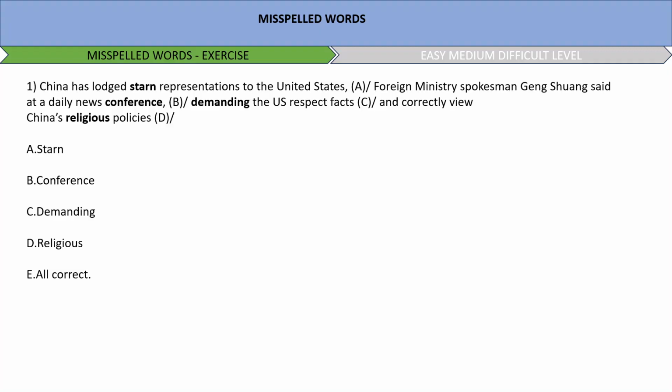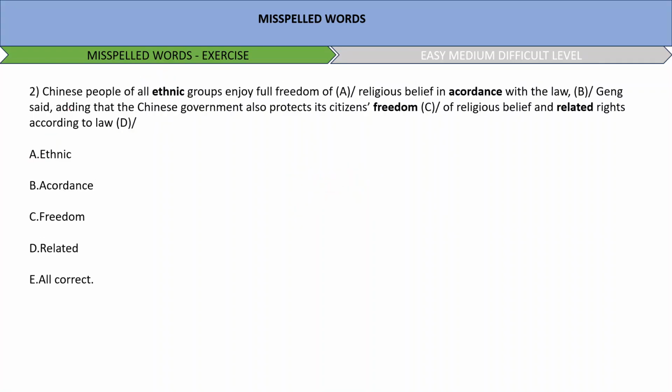Okay, anyway, so the correct answer would be: stern is not a word. The correct word should be strong, has lodged strong representations. There's no such word as stern here, hence the error is in option number A. Next question.